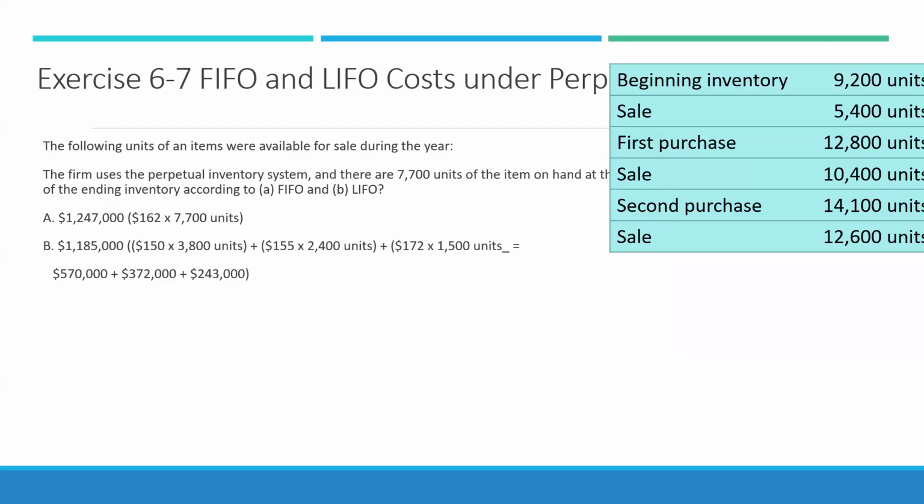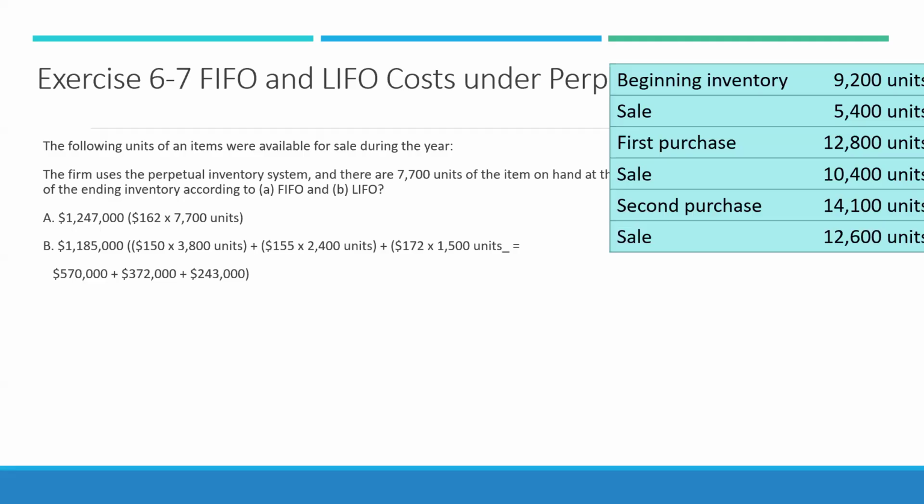And under FIFO, it's fairly simple to calculate what the ending inventory should be because we just multiply the 7,700 times the second purchase price, which was $162. That second purchase is greater than our total ending inventory, so we can just multiply the most recent purchase times 7,700 and arrive at ending inventory.